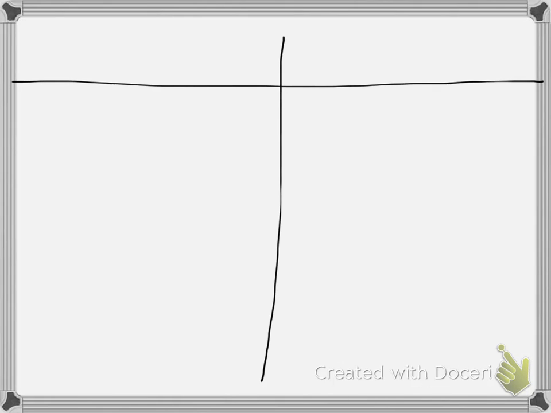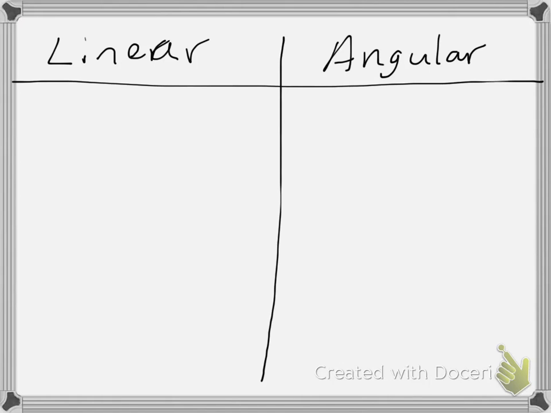Right? But we have some simplifying physics that we can do here. So I'm going to split this up into two cases. The linear case, which is what we've been looking at so far. Oops. Linear and angular. And let's remind ourselves of some of our kinematic equations.